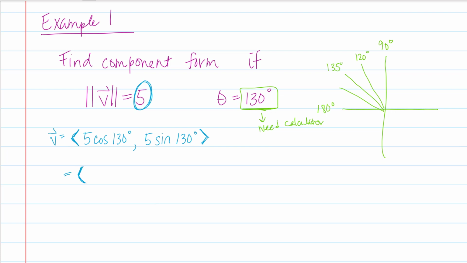Let's round those long ugly decimals to 3 places like we always do. Negative 3.214 and 3.830. At this point, I usually check my signs. I knew that the vector landed in the second quadrant, and this is also landing in the second quadrant, so that helps me feel like my answer makes sense. So this would be component form for that vector v. This vector has a magnitude of 5 in the direction of 130 degrees.